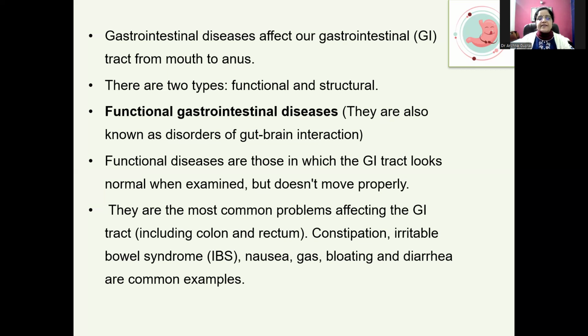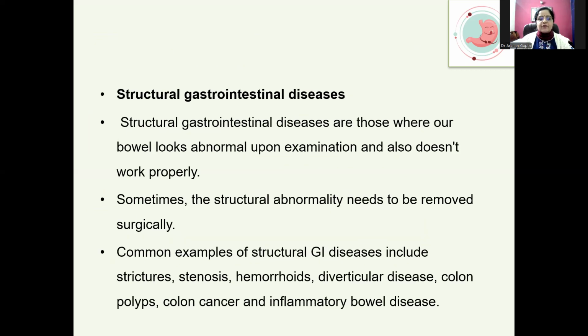And functional diseases are those in which the GI tract looks normal when examined but doesn't move properly. They are the most common problems affecting the GI tract, including colon and rectum. Constipation, irritable bowel syndrome, nausea, gas, bloating, and diarrhea are common examples of those.